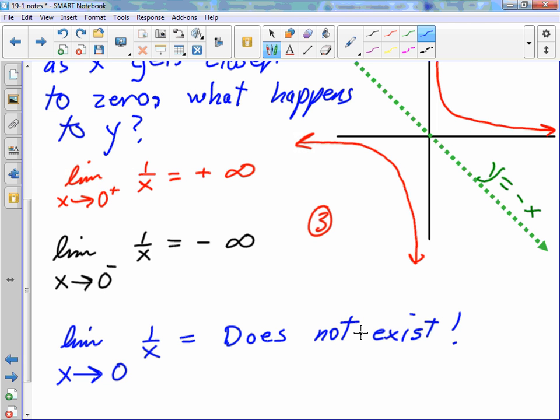Oh, it depends. There are so many. And we'll do a bunch more examples. There can be all kinds of different limits for different functions. So we just have to do a bunch of them.